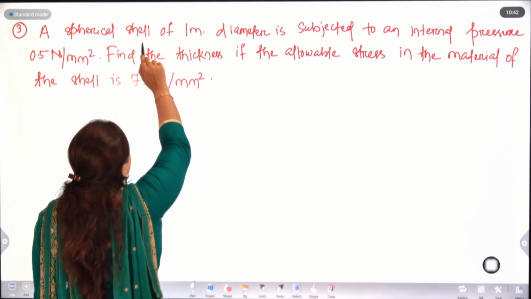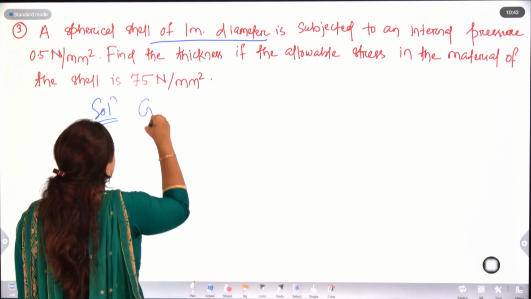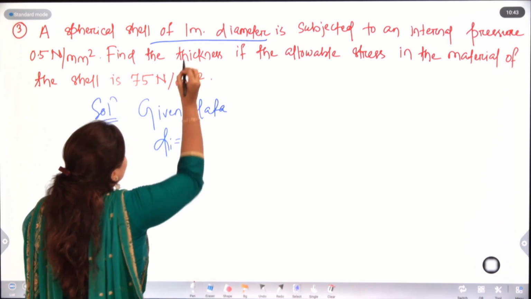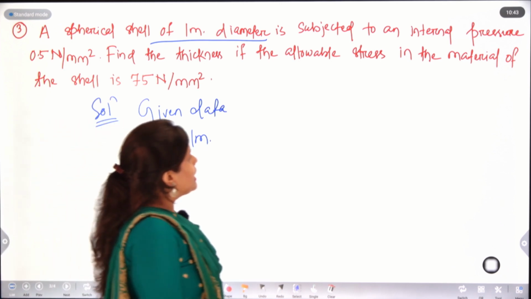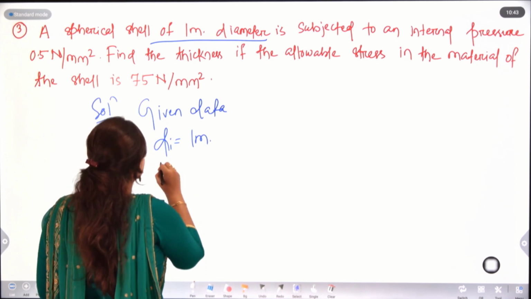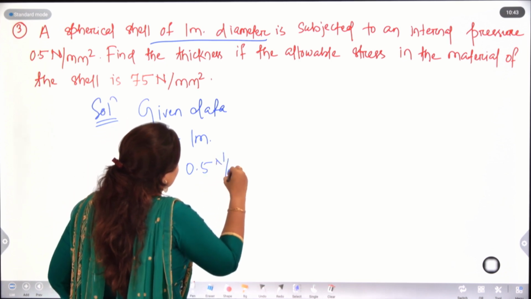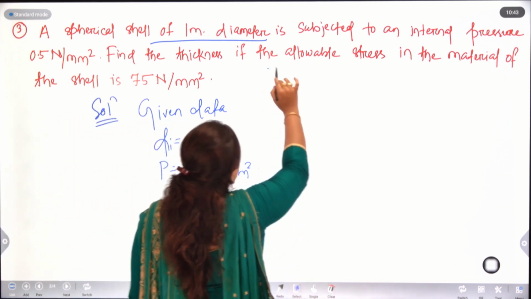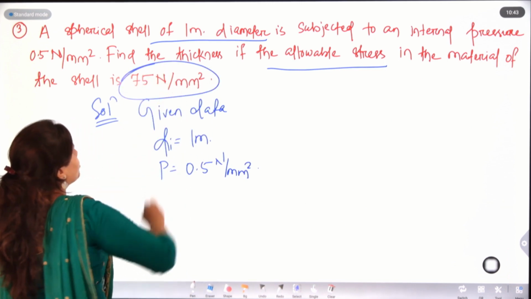A spherical cell of 1 meter diameter. So first we have found out the diameter of the spherical cell, that is 1 meter, subjected to an internal pressure that is 0.5 Newton per mm square. So P is 0.5 Newton per mm square. Find the thickness if the allowable stress in the material of the cell is 75 Newton per mm square.